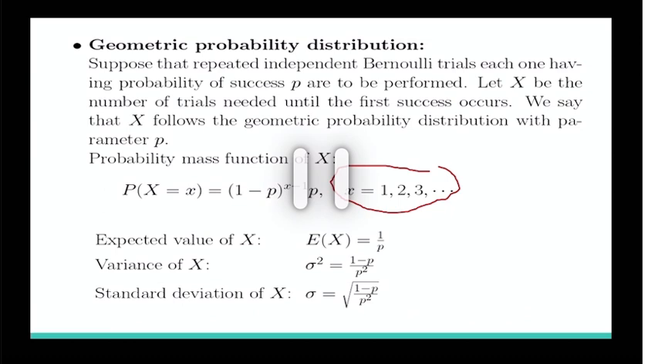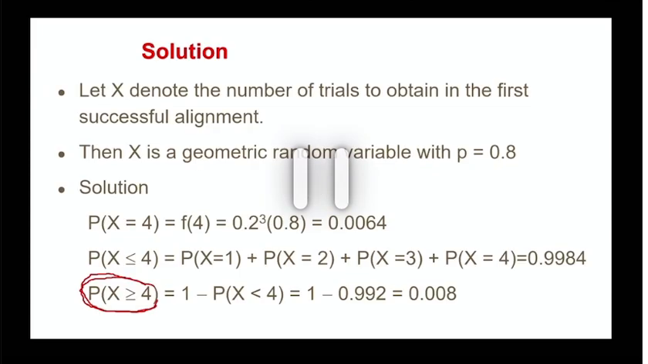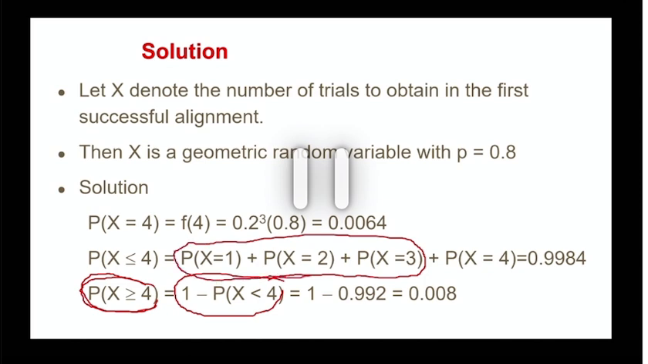Now take a look at this. When I say at least 4, it is the same thing as 1 minus the probability of X less than 4. They are complementing each other. And when I say X less than 4, you know what that means? X less than 4 will be 1, 2, 3. Does that make sense? Now, at the end of the day, when you do that, you get this one. Subtract that from 1, that will give you this. That's super easy.